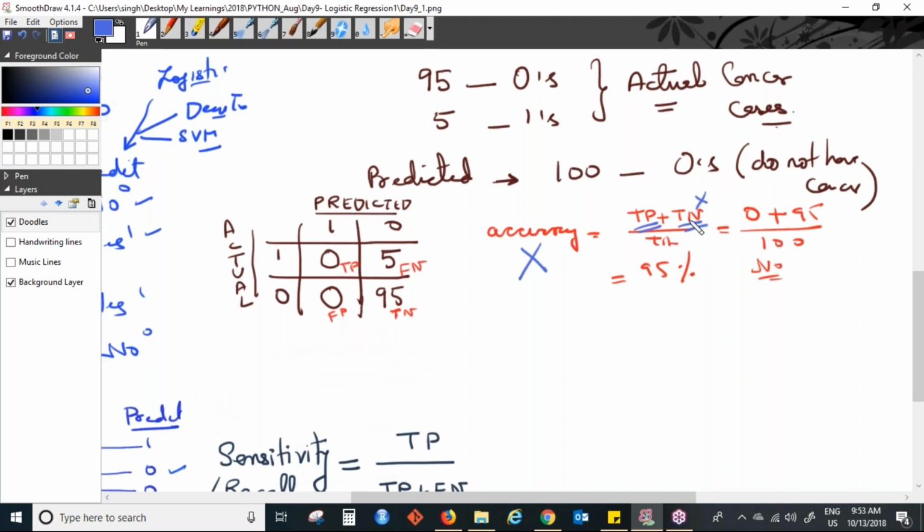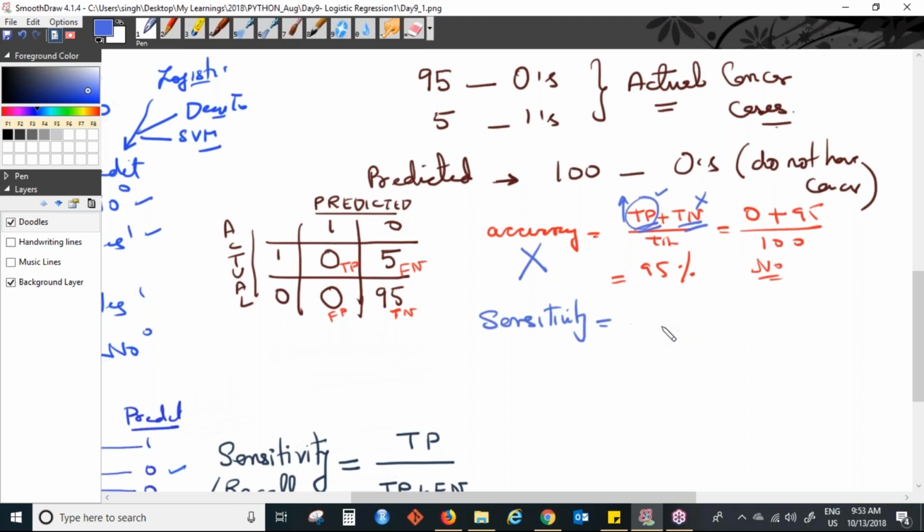The most important thing for a cancer hospital or diagnosis center is to identify true positive. This does not matter at all. So you should not look at accuracy in such a scenario. You should only look at sensitivity. That is why we saw sensitivity. What was sensitivity? It just looks at true positive. It does not look at this number at all. So we should look at sensitivity in such scenarios.